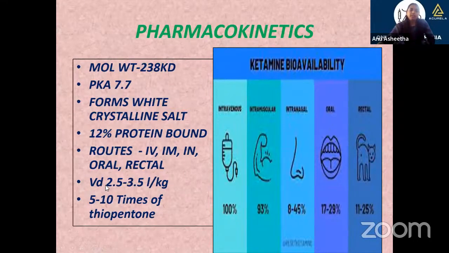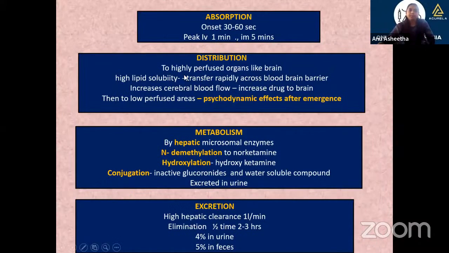Then volume of distribution is 2.5 to 3.5 liters per kg. This is 5 times that of thiopentone. So absorption is through IV. Onset of action occurs within 60 seconds, that is within 1 minute, and the peak effect is by 1 minute if it is through the IV route. If it is through the IM route, it attains its peak by 5 minutes.